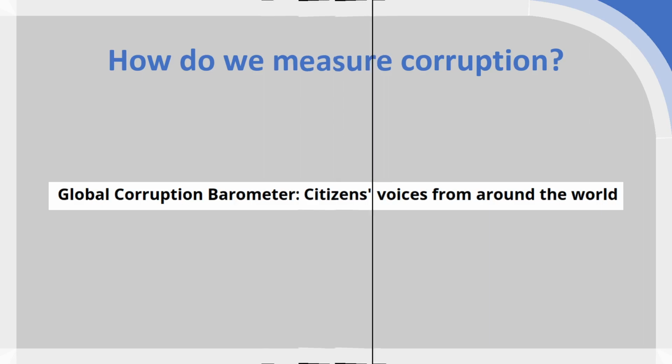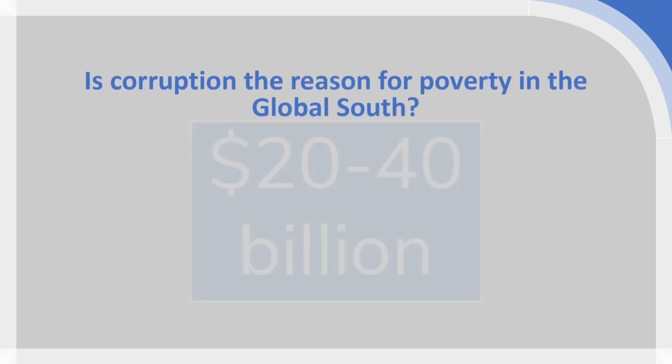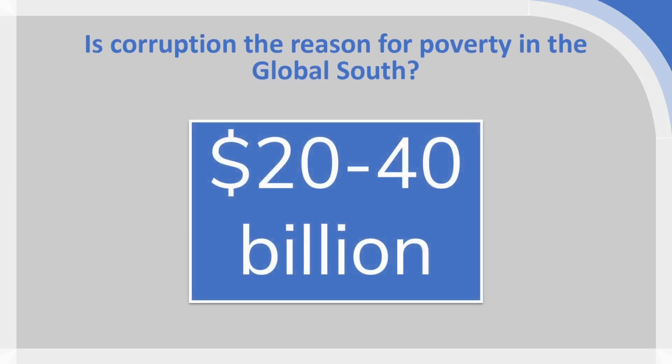If we move on to the second of our three questions that we want to have a critical look at, the second is: is corruption the reason for poverty in the global south? The easy answer would be, well, it's clearly not the only reason, but it appears to be a reason. So we can think about exactly how significant corruption is when it comes to some of the underlying causes of poverty in the global south.